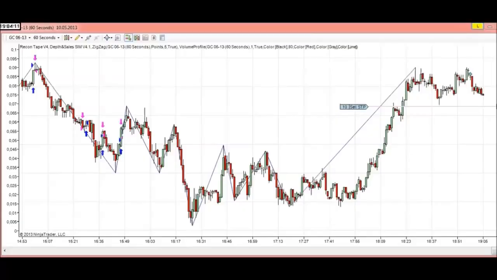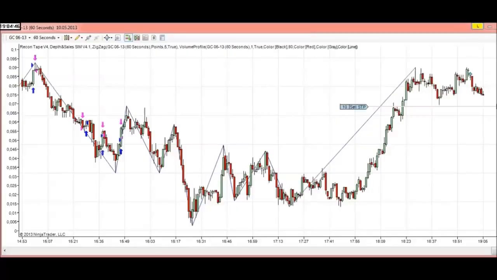Then my intention is to use tape and the DOM to manage the exit, because exit is the biggest unknown and the hardest to pull, not the entry. Because with this kind of system, you never know where to exit up front. It can run 50 ticks, it can run 5 ticks. So basically, we want to see a big shift in market sentiment. We want to see a shift on tape.